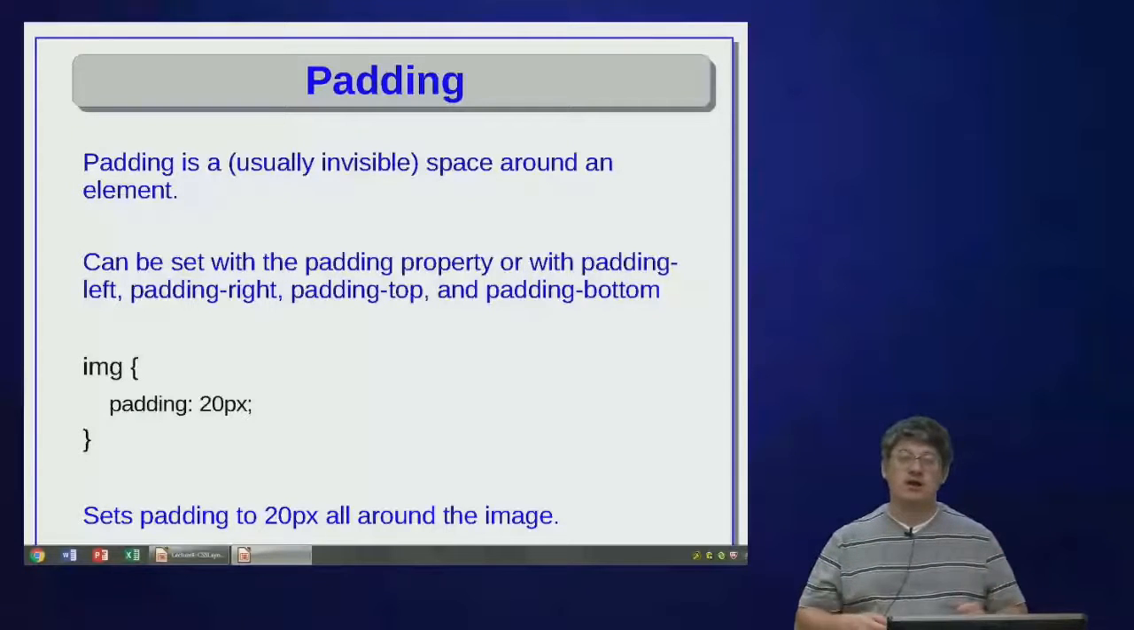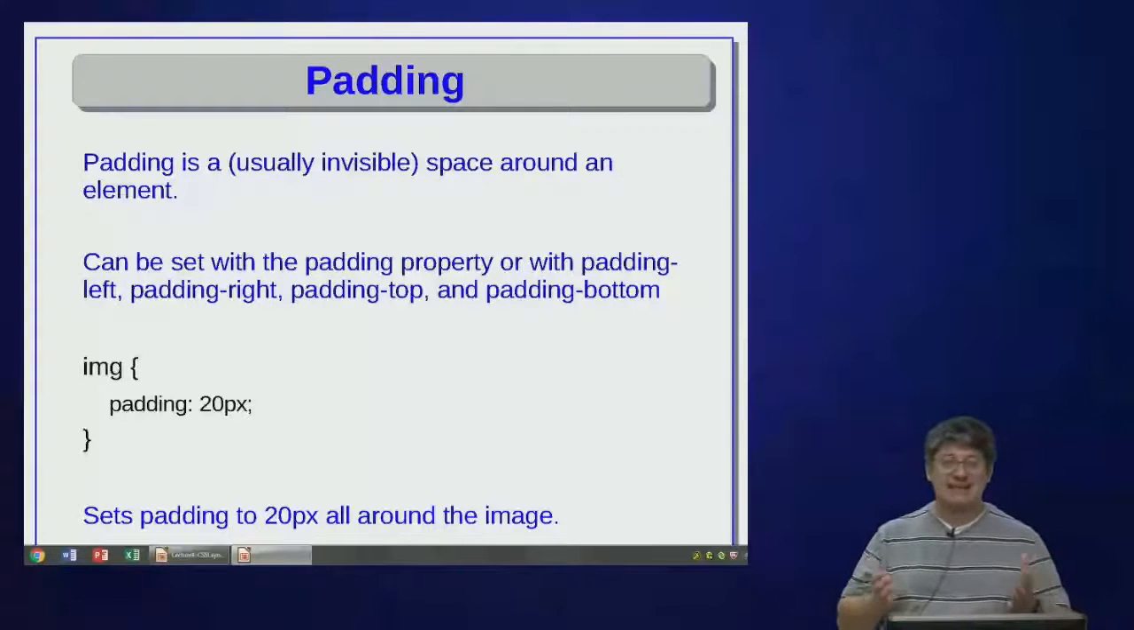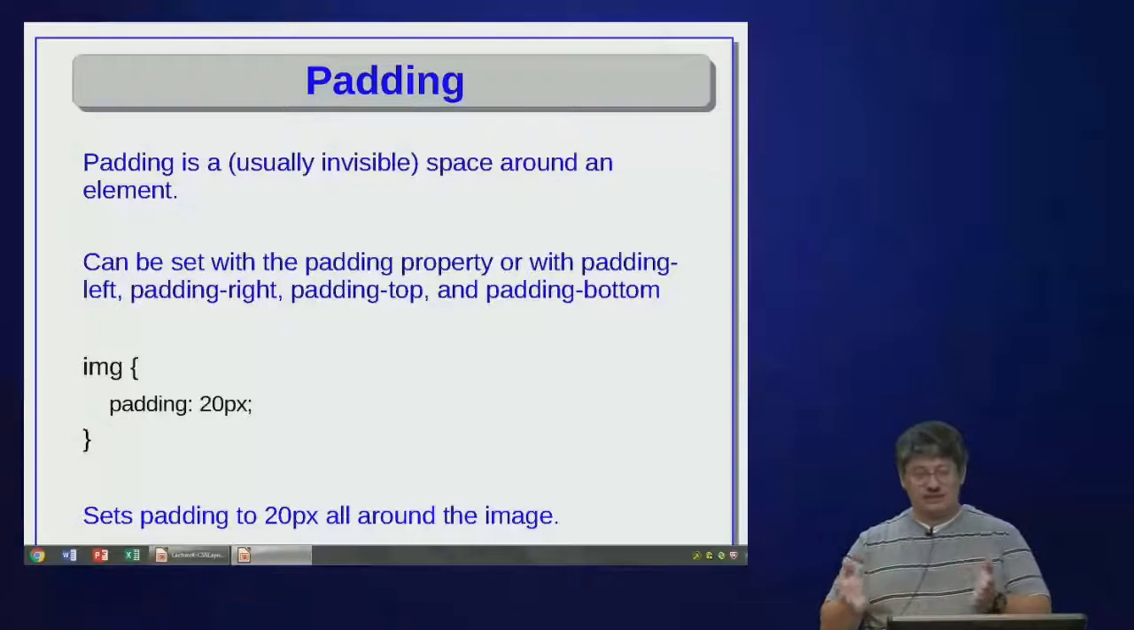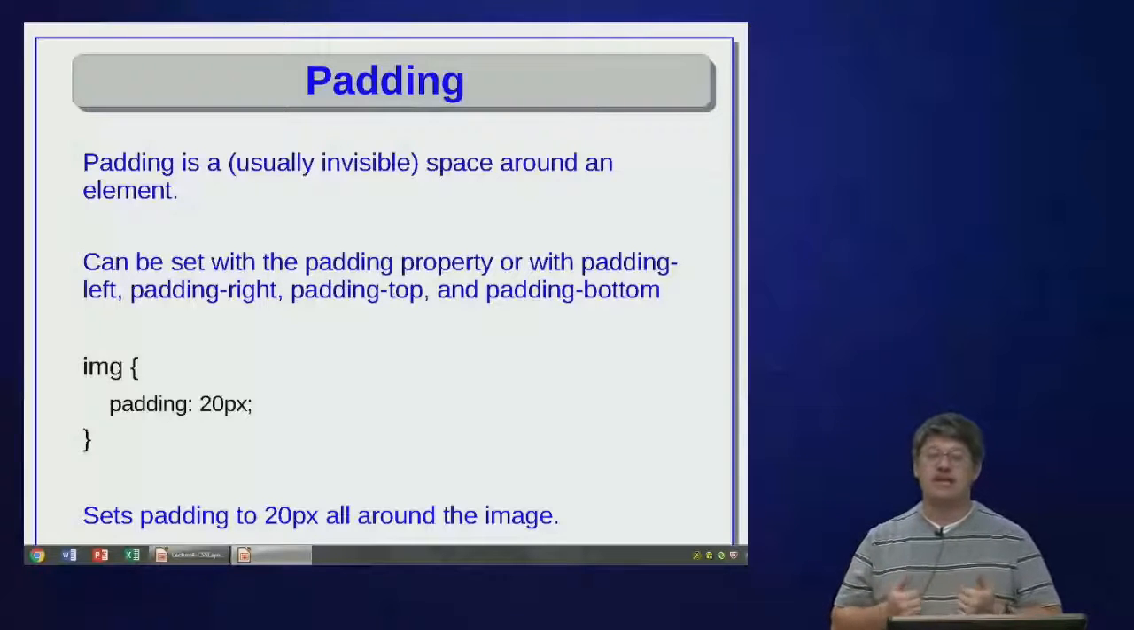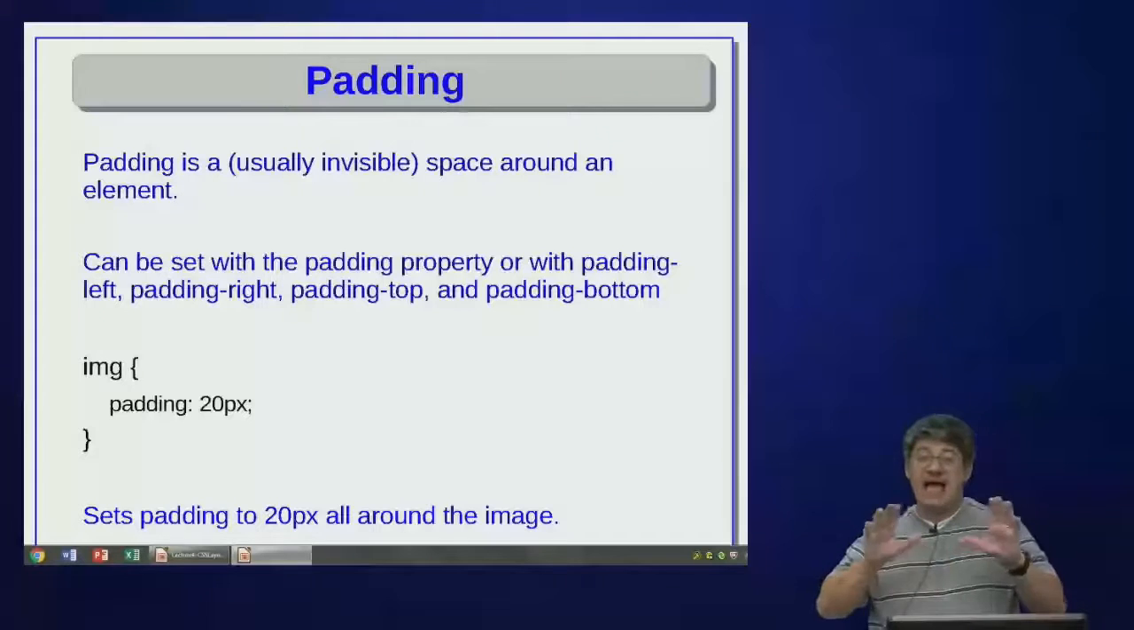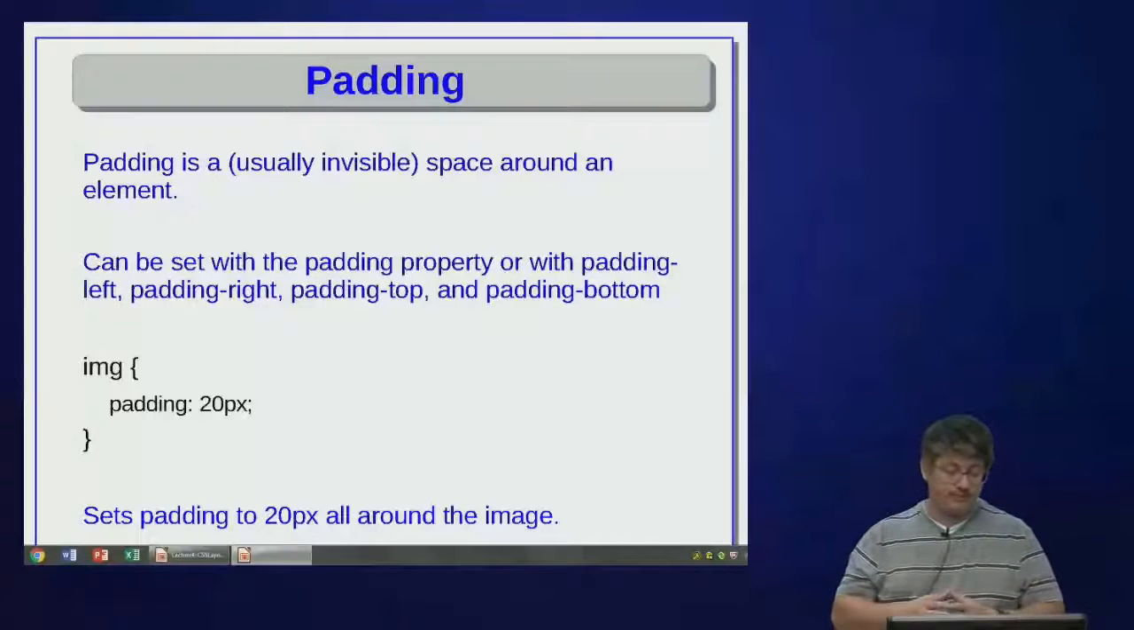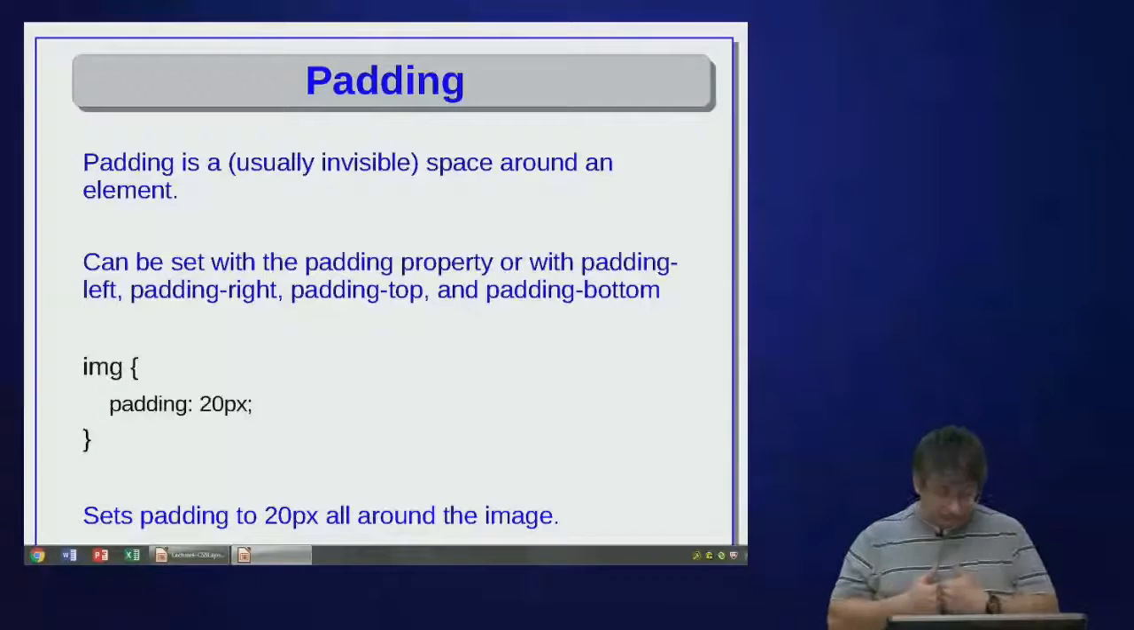So margin to border. A third feature of the box model is padding. Padding is a usually invisible space around an element. One thing I should say about that, the padding is usually invisible, but it takes on the background color of the content. So if you set the background color to, say, gray or blue, the padding will have a blue background too. That's not necessarily true of the margin.